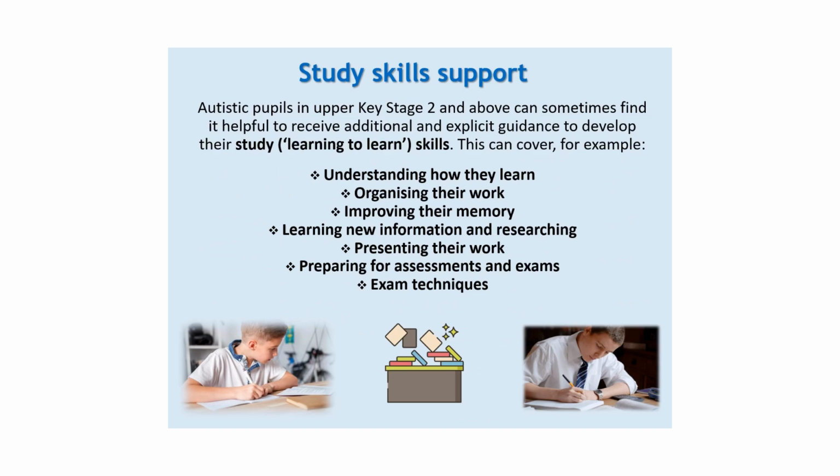Study skills support. Autistic pupils in upper key stage 2 and above can sometimes find it helpful to receive additional and explicit guidance to develop their study and learning to learn skills. This can cover, for example, understanding how they learn, organising their work, improving their memory, learning new information and researching, presenting their work, preparing for assessments and exams, and exam techniques.